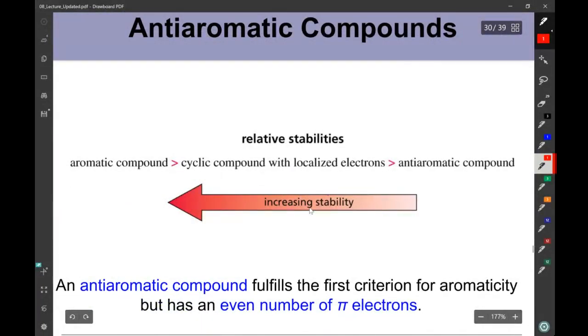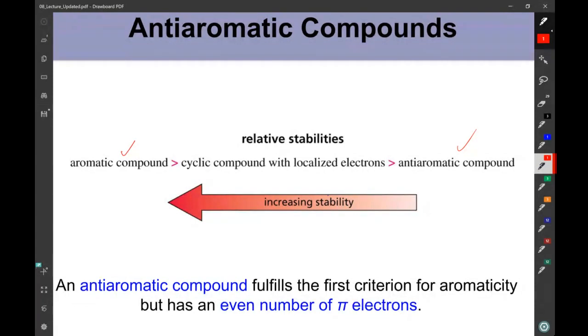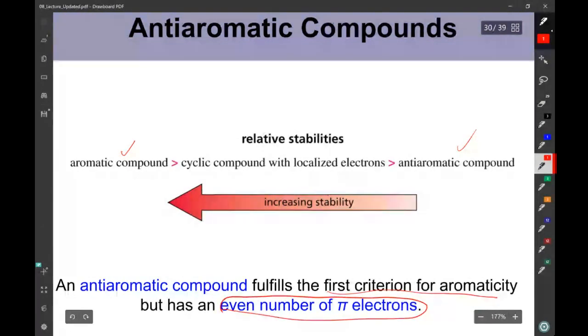Anti-aromatic compound. So we've talked about aromatic and non-aromatic. In terms of stability, aromatic compounds are very stable. Anti-aromatic compounds are not stable. An anti-aromatic compound will fulfill the first criteria for aromaticity, but we have an even number of pi electrons. Does that make sense?